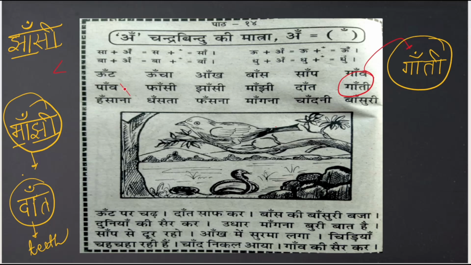And this one, ha, mother of Chandrabindu, and this is sa, this is mother of a, this is na, this is mother of a. Now it became hasana. Okay, hasana, to make somebody laugh.